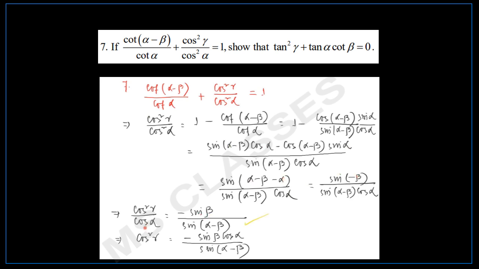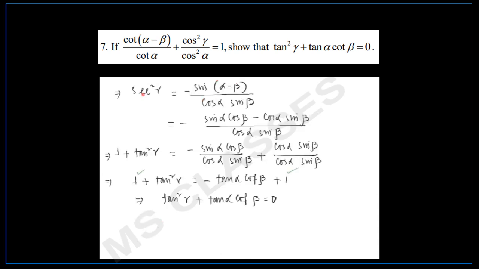Our intention is to go to tan square gamma. So I want to isolate cos square gamma. Cos alpha taken on the right hand side. Why reciprocal? Why I'll take reciprocal? Because I need sec square gamma. That is the reason reciprocal.